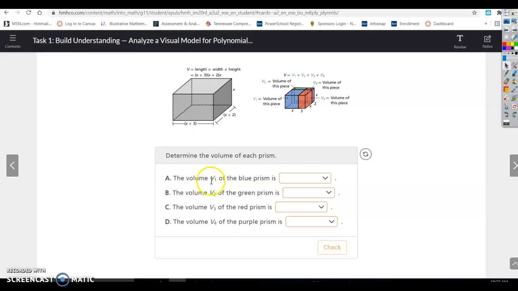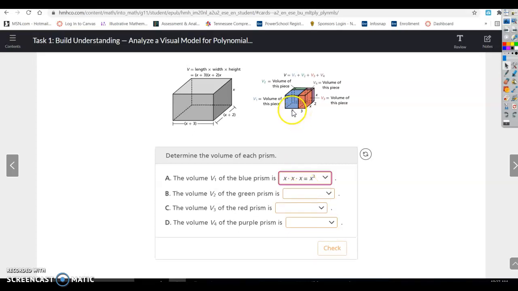All right, the volume of V1 of the blue prism is, all right, so this is x, and we need to know what the height is. You can see right here, the height right here is x, and the length here on the back, like this inside area, I'm saying back, but it's kind of in the middle, this is also x. So you should be able to see that that larger rectangle is x times x times x. That's the blue one. And then we want to do the volume of the green prism. That's the one in the back.